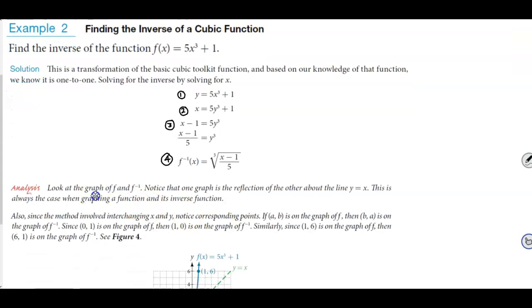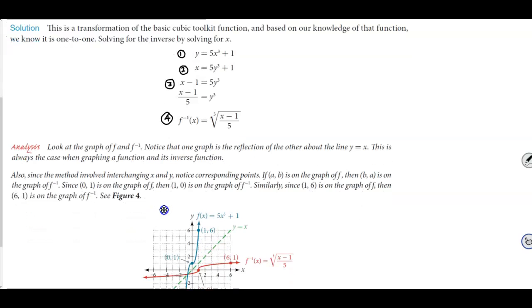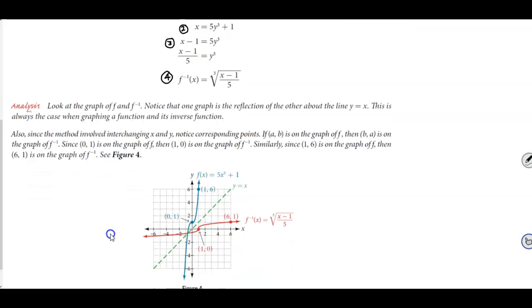Now, look at the graph of f and then f inverse. We're going to notice that one graph is the reflection of the other about the line y equals x. And this is always the case when graphing a function and its inverse function. Also, since the method involved interchanging x and y, notice corresponding points.